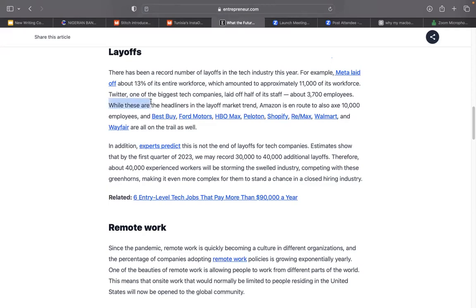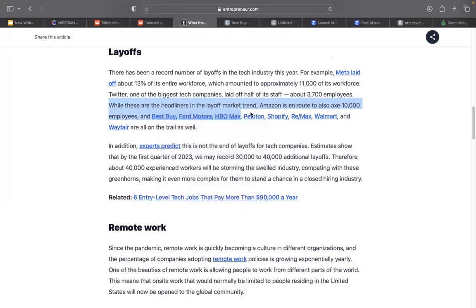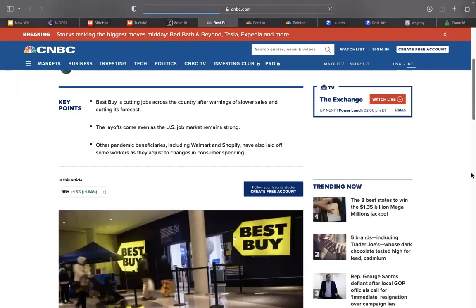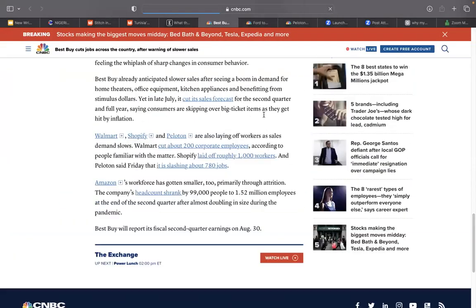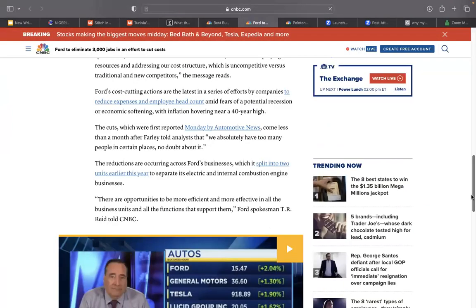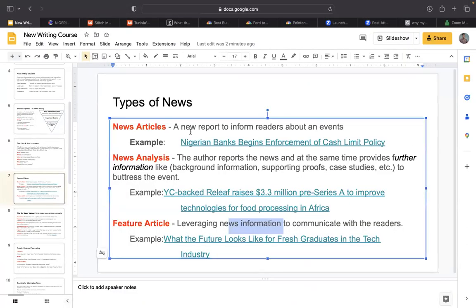So for example, the headlines in the layoff market trend: Amazon is on route to also ask 10,000 employees to leave, and Best Buy too. Now, you can see these are references to a lot of news articles. You can say, like, Best Buy cuts jobs across the country after warning of slower sales. So it is basically built on news articles. That makes it different from the conventional articles that you've been seeing.